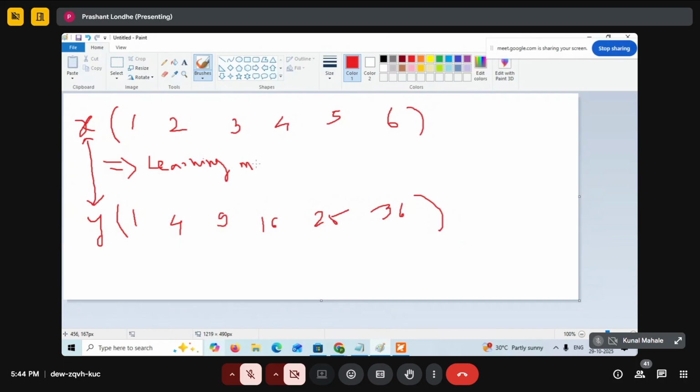The learning model is going to define how my input X is converted to Y, and that particular formula will be the output of my learning model. So I will divide this data set into two parts, let me say 4 and 2. The first part will be called the training, and the second part will be called the testing.